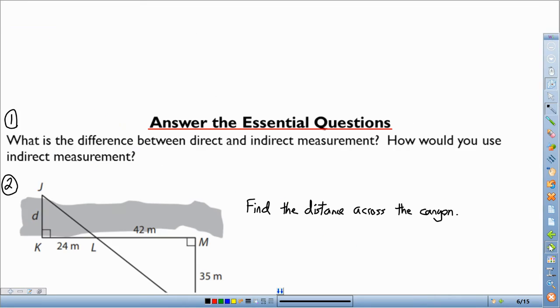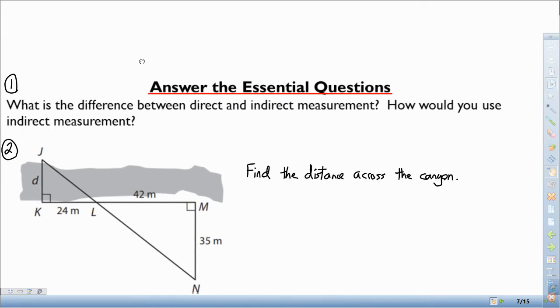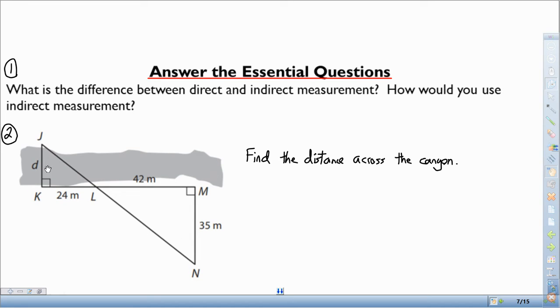All right, so let's see. I have one more idea here where I'm going to have you answer the essential question, and then we'll take a look at one more of these indirect measurement problems. But first, go ahead and answer this. It's asking, what is the difference between direct and indirect measurement? Go ahead and just give me a short sentence and tell me the difference. What do you think? And then also add in, how would you use indirect measurement? What's its purpose? How would you use it?